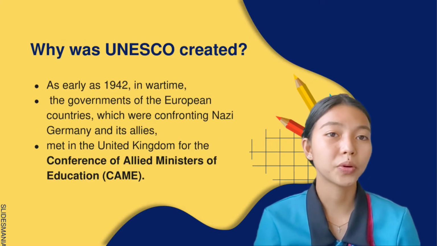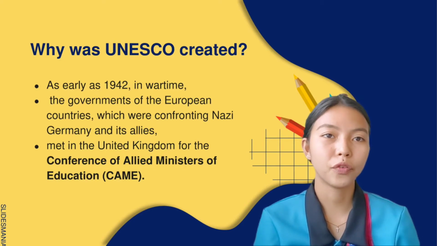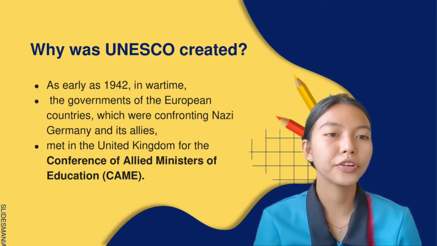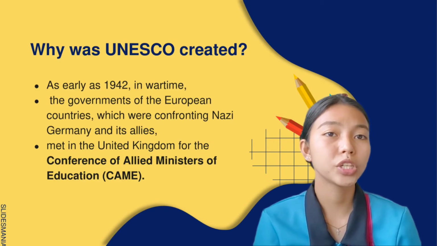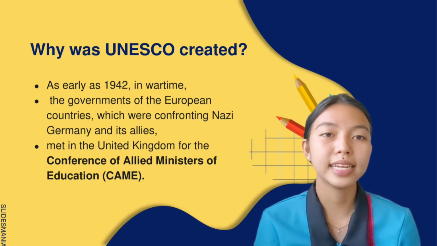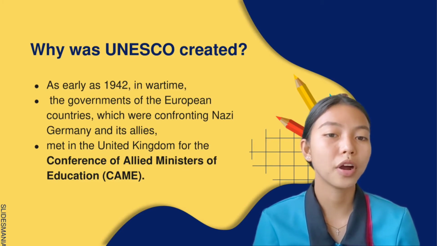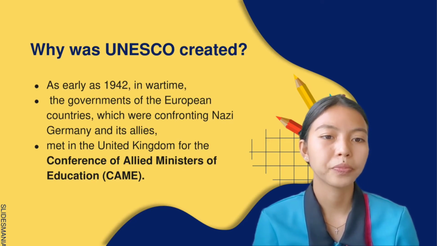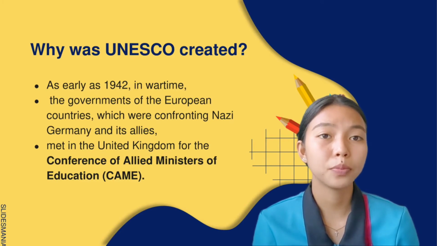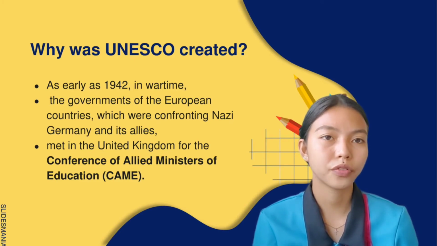Why was UNESCO created? As early as 1942, in wartime, the governments of the European countries, which were confronting Nazi Germany and its allies, met in the United Kingdom for the Conference of Allied Ministers of Education, or CAME. The Second World War was far from over, yet those countries were looking for ways and means to reconstruct their systems of education once peace was restored. Very quickly, the project gained momentum and soon took on a universal note.